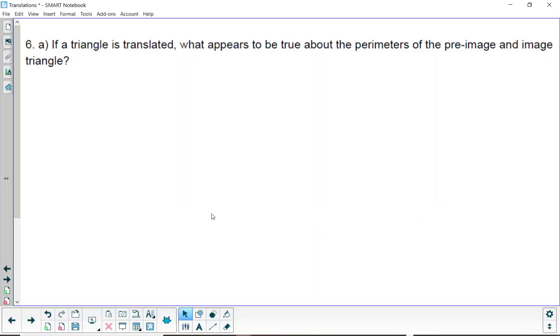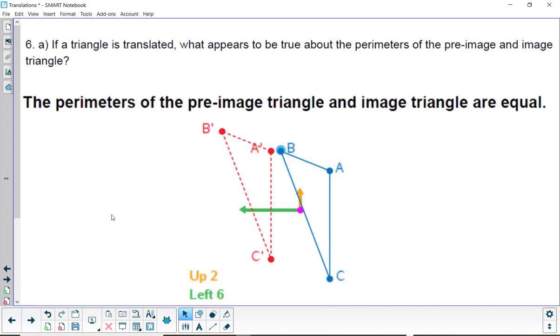So 6a, about a third of the way down on page 2, says if a triangle is translated, what appears to be true about the perimeters of the pre-image and image triangle? So press pause and then play when you're ready to resume. And not surprisingly, the perimeters of the pre-image triangle and the image triangle are equal.